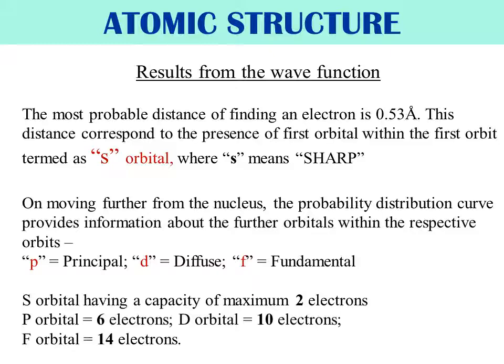Now, S orbital is having a capacity of 2 electrons. P orbital having a capacity of 6 electrons. D orbital 10 electrons, and F orbital 14 electrons.